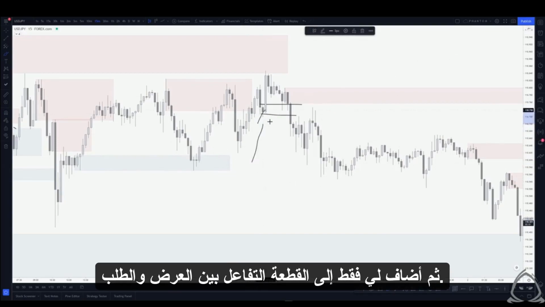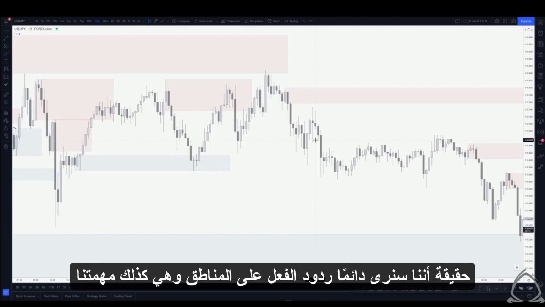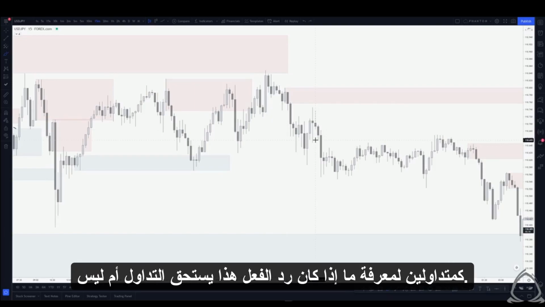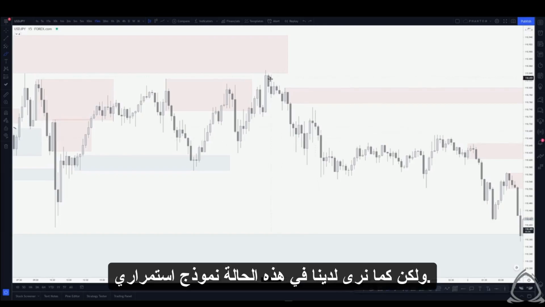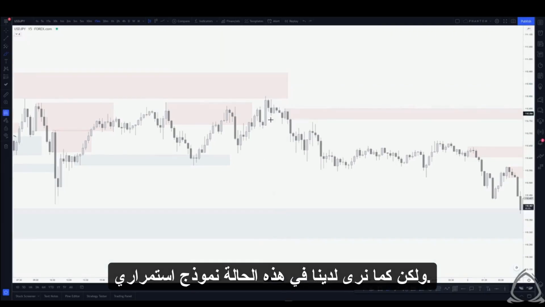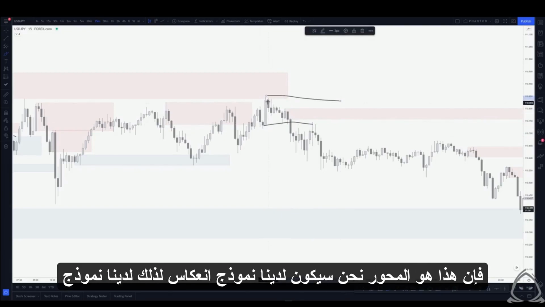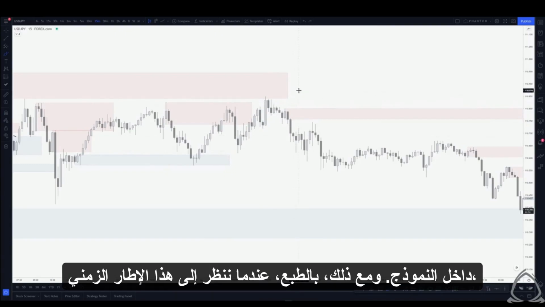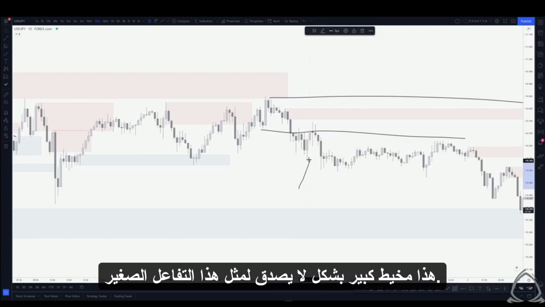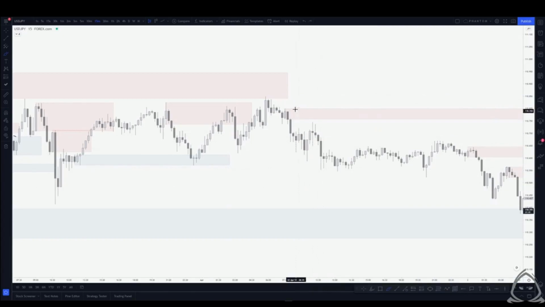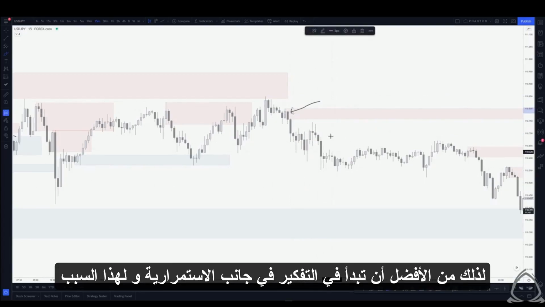And then also finally, just adding on to a piece, the interaction between supply and demand, the fact that we're always going to see reactions to zones, and it's our job as traders to figure out if that reaction is worth trading or not. But as we can see, we have, in this case, a continuation model. If we were to use more of this larger supply candle, this pivot, we would have a reversal model. So we have a model within a model. That being said, of course, when we're looking at this time frame, this is an incredibly large zone for such a small reaction. So it's better to begin thinking about the continuation aspect.